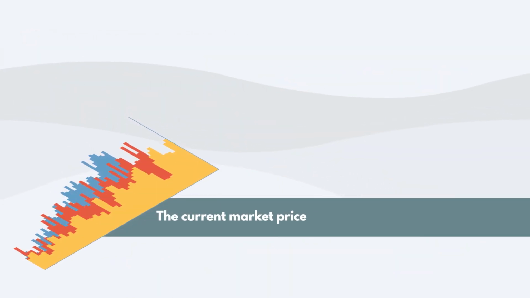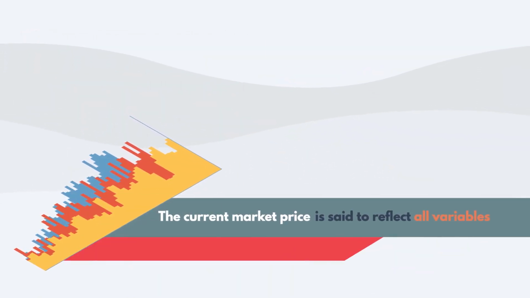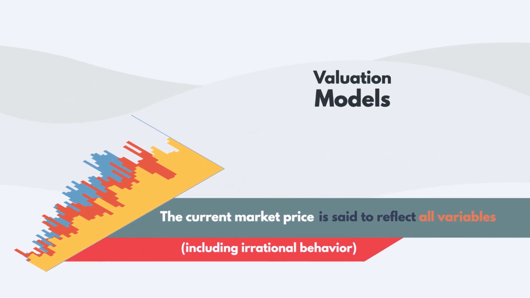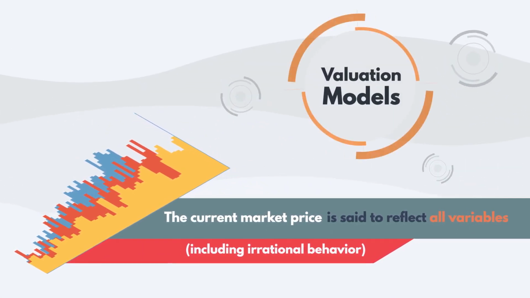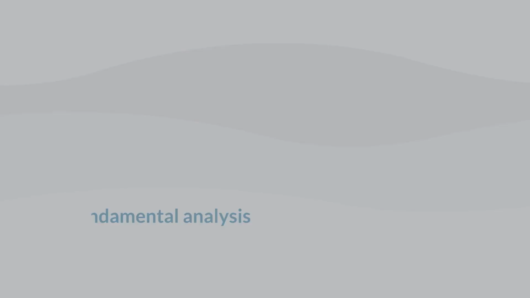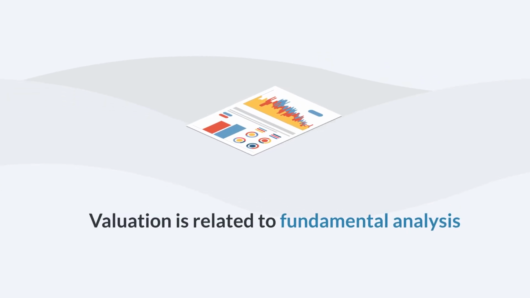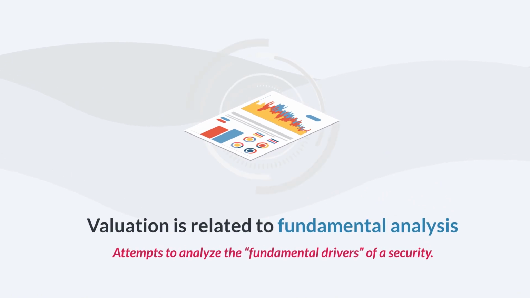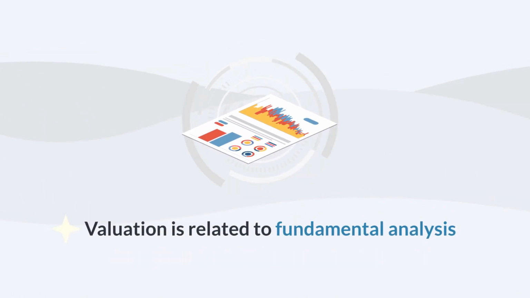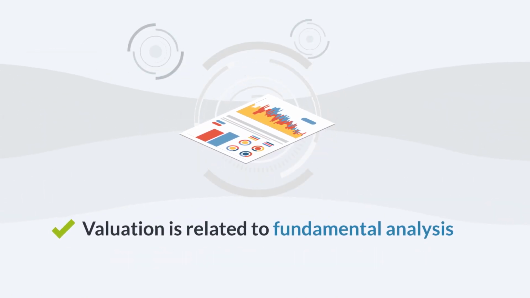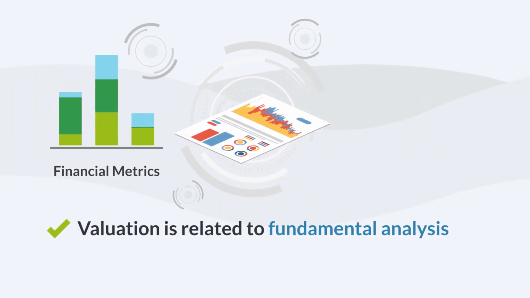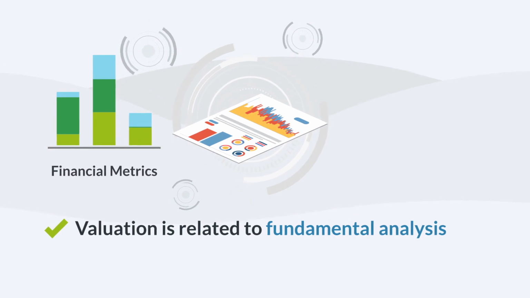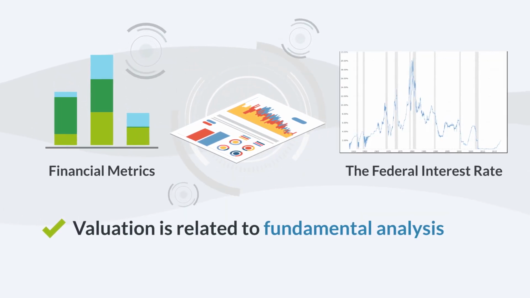While the current market price is said to reflect all variables, including irrational behavior, valuation models will only factor in a few variables. This is why there are so many different methods of valuation. Valuation is related to fundamental analysis, which attempts to analyze the fundamental drivers of a security. To arrive at a valuation, fundamental analysis looks at a broad spectrum of driving factors, such as the financial metrics showing the health of a business to outside variables such as public policy, like the federal interest rate.